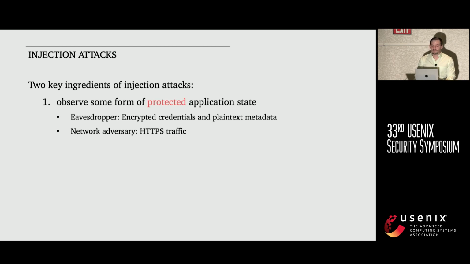First, an adversary that can observe some form of protected application state that leaves the device. So maybe this is a malicious application server that can see the encrypted credentials and benign metadata that's logged in the servers, or maybe this is a network adversary that's observing the HTTPS traffic between the client and the server. So kind of the basic end-to-end encrypted threat model.